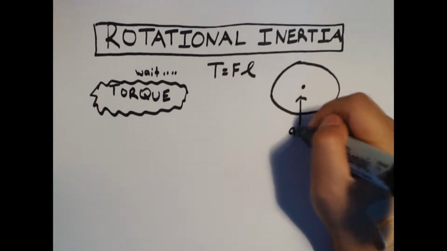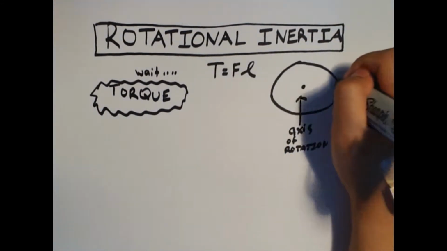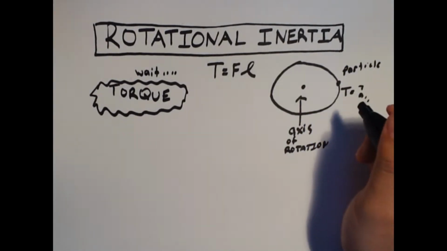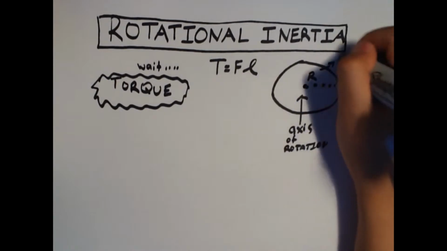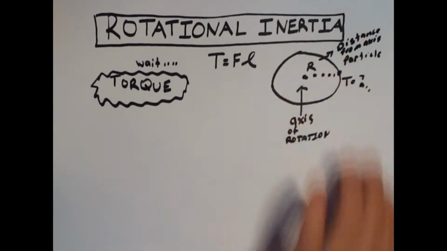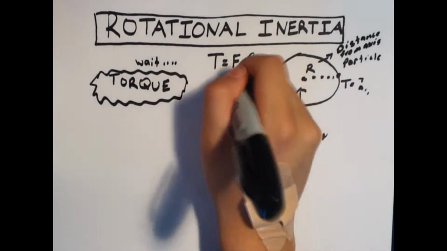In this case, we have a circle, an axis in the middle, and we have a particle on the tangent of the circle. The radius is the distance between the axis of rotation and the particle. However, if we're trying to find the torque of this particle, we cannot use force times lever arm. We have to derive a new formula so that we can use different values.